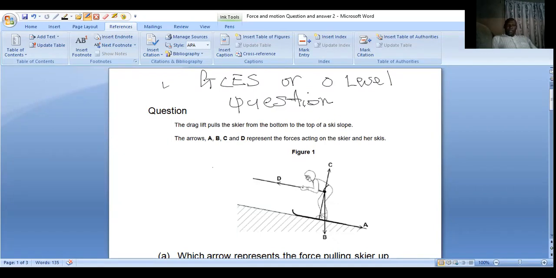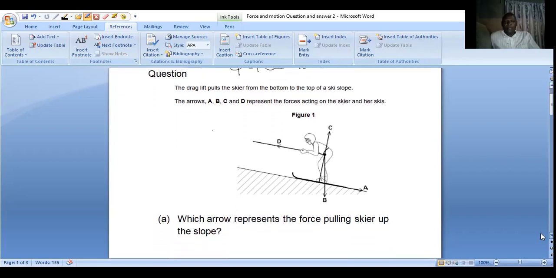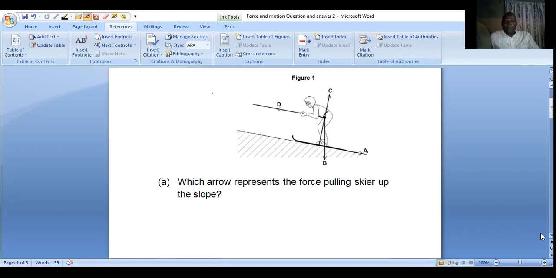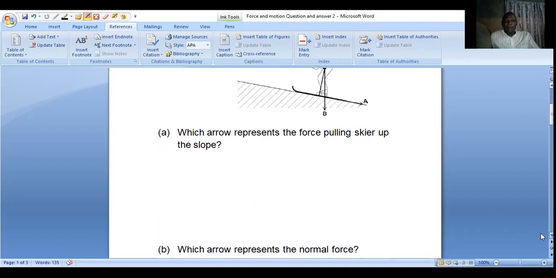So the drag lift pulls the skier from the bottom to the top of a ski slope. The arrows A, B, C, D represent the forces acting on the skier and her skis. So it shows here how she's moving up the slope. Which arrow represents the force pulling the skier up the slope?